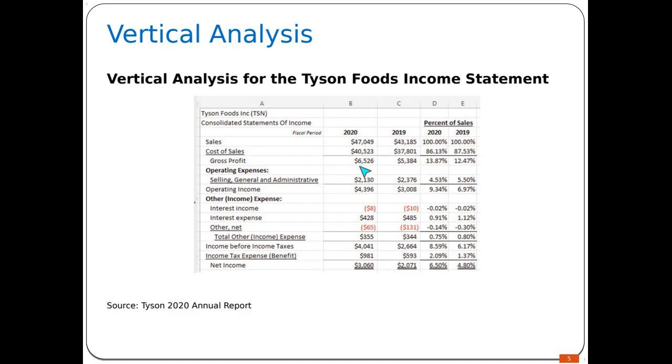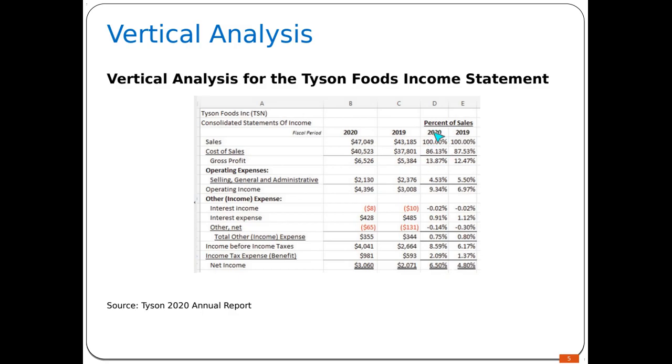And so every single number, if you come down, every single number is taken and it's divided by the sales. So we have the cost of sales, 86% of sales, selling and administrative expense, 4.53%. And we go all the way down, the net income is 6.5%. And we have the 2 years side by side in total numbers and percentages as well.